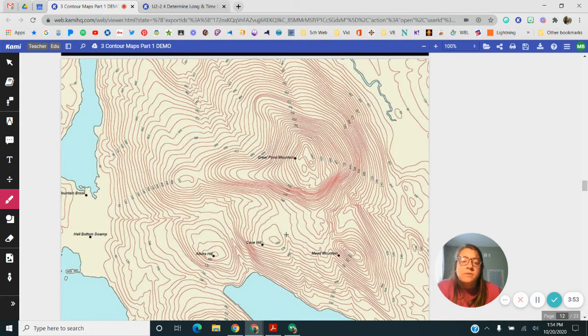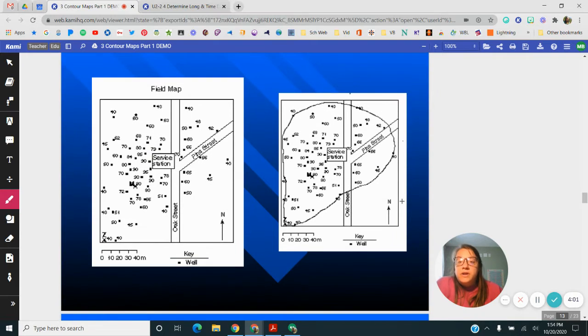I will teach you how to draw these lines and how to interpret these lines through the rest of these lessons. What you do to create a field map is a lot of times you get measurements that are taken in all different areas of a field, and then you connect the points of equal value.